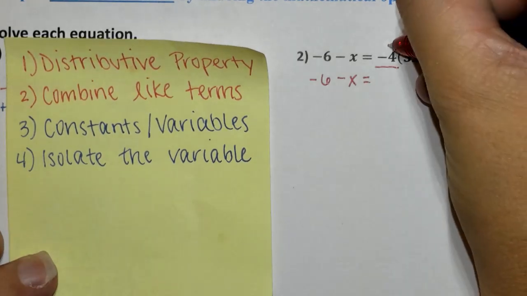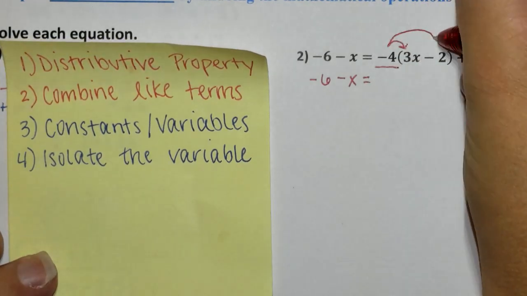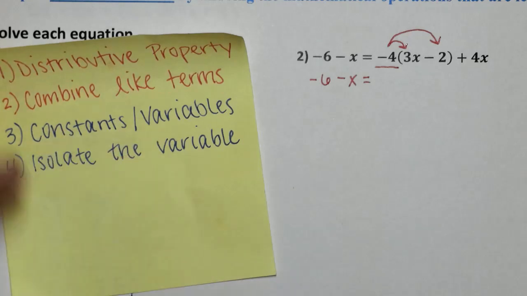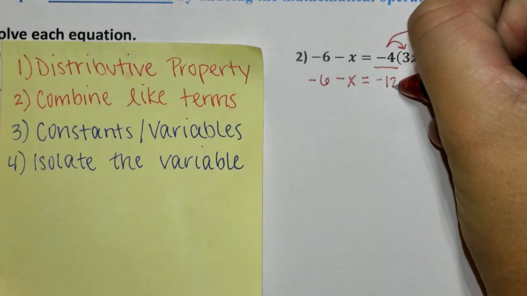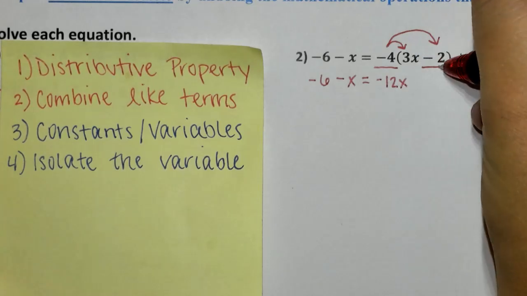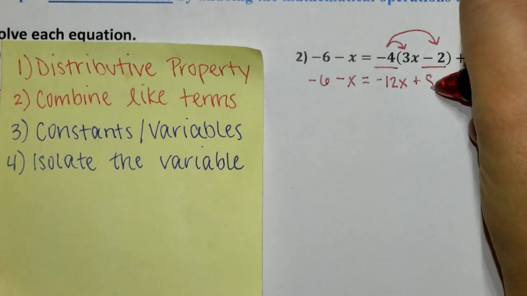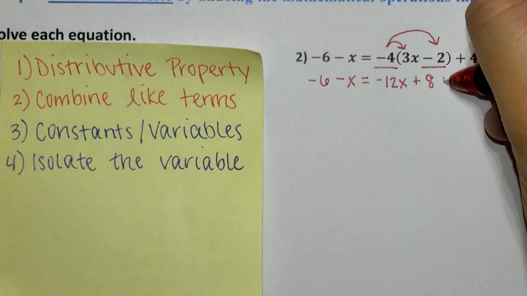This negative 4, we're going to distribute it to the 3x and to the 2 that is being subtracted. What happens? Okay, negative 4 times 3x is negative 12x. Negative 4 times negative 2 ends up being a positive 8. And then that positive 4x just comes down.